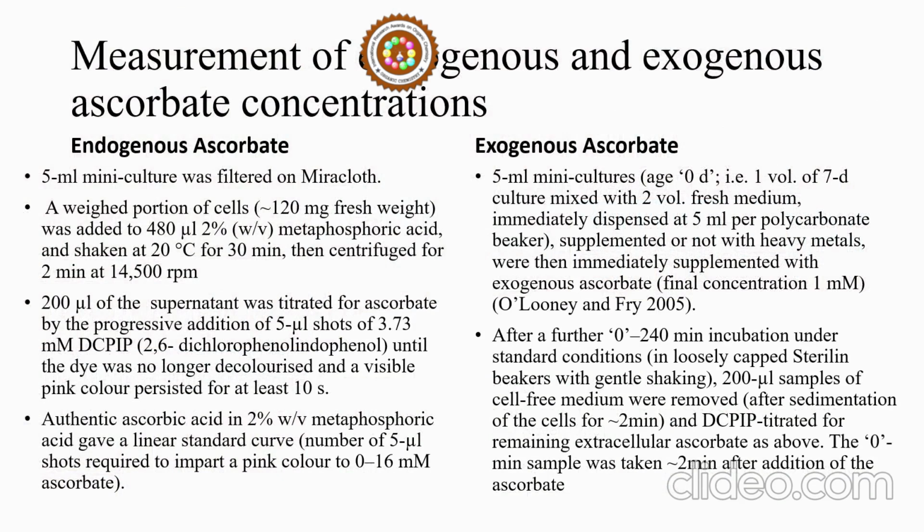Then we also measured endogenous and exogenous ascorbate concentrations in both plant species. Firstly, the endogenous ascorbate concentration, which is the endogenous production of ascorbate with and without metal. Then we also supplied a 1 millimolar concentration of ascorbate to all the samples, either treated with metals or not treated with metals. The ascorbate concentration was determined using the DCPIP method, which is a very authentic method to determine either endogenous or exogenous ascorbate concentration.